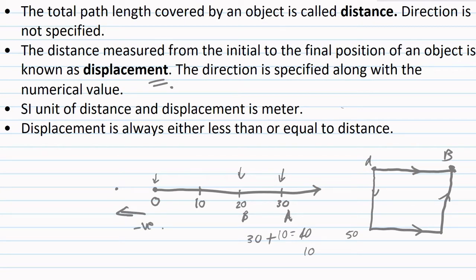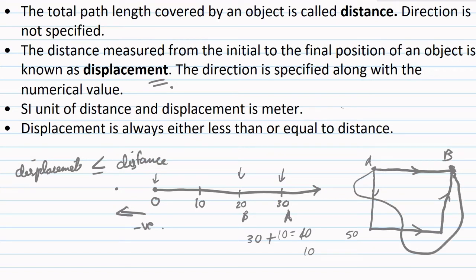One more thing to be taken into consideration is displacement is always less than or equal to distance. Because distance can be anything. You can go either like this or like this or however you want, but displacement is always the shortest distance between 2 points. So in case the distance itself is the shortest distance, then distance and displacement both are same. Otherwise, distance is always greater than displacement.